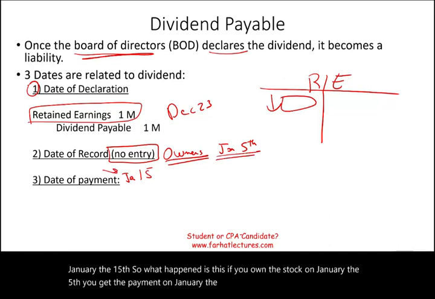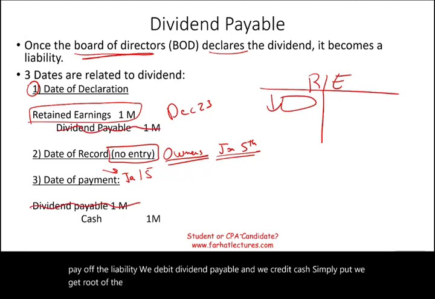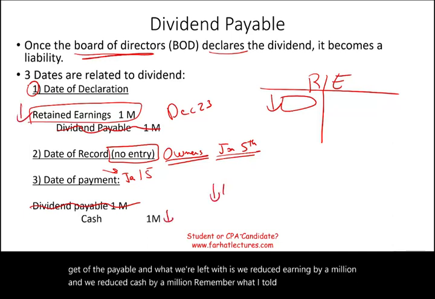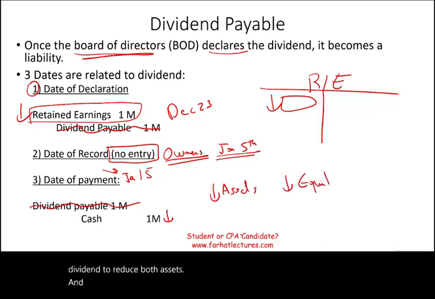On January the 15th, basically we pay off the liability, we debit dividend payable, and we credit cash. Simply put, we get rid of the payable, and what we're left with is we reduced earnings by $1 million and we reduced cash by $1 million. Remember what I told you, cash dividend reduces both assets and reduces equity. In contrast, what we're going to be looking at next, when we look at stock dividend, it's going to be different.